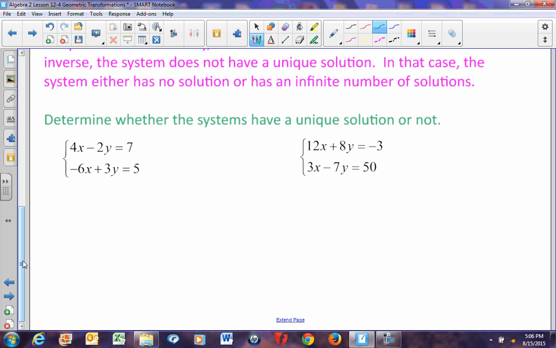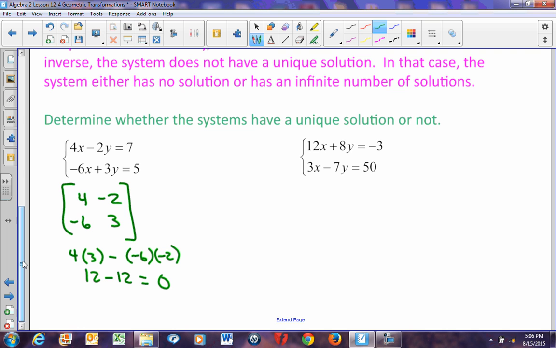4, negative 2, negative 6, 3. And all we have to do is find the determinant. Okay, so 4 times 3 minus negative 6 times negative 2. So 12 minus 12 equals 0. So there's no inverse, so no unique solution.